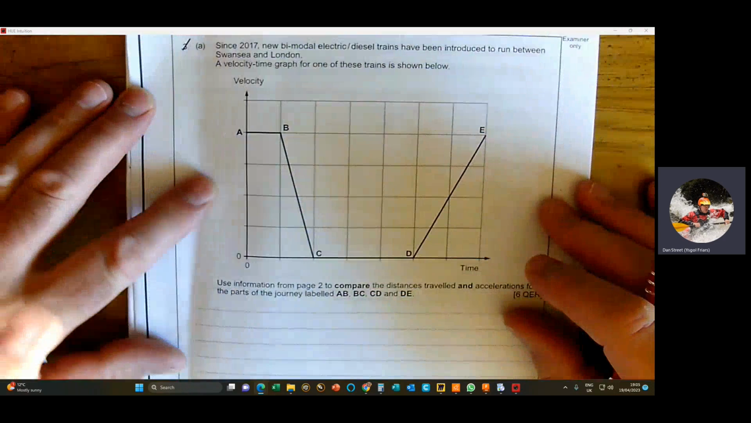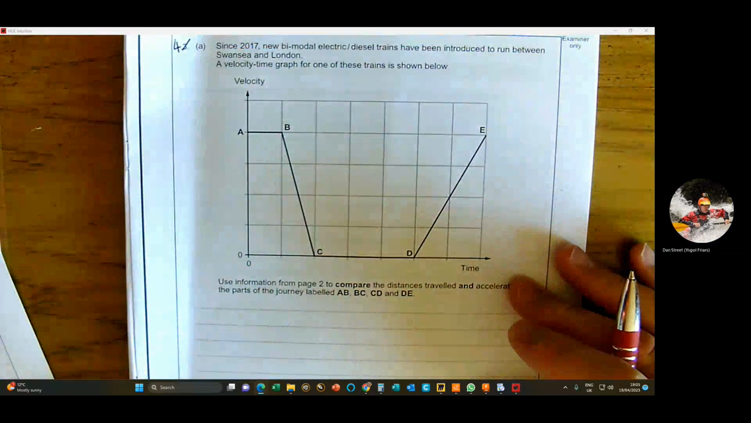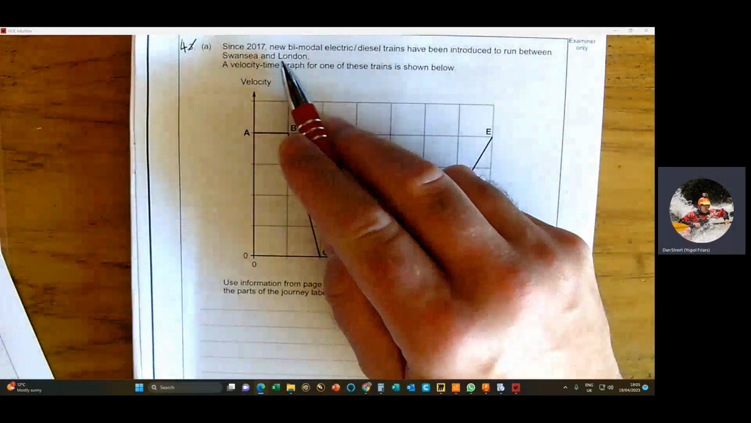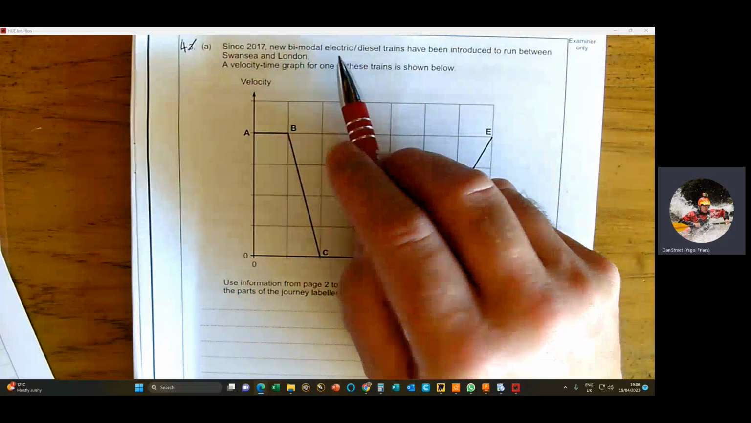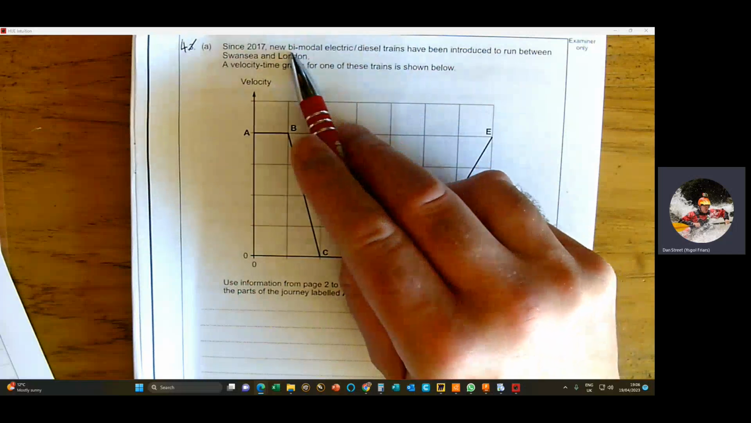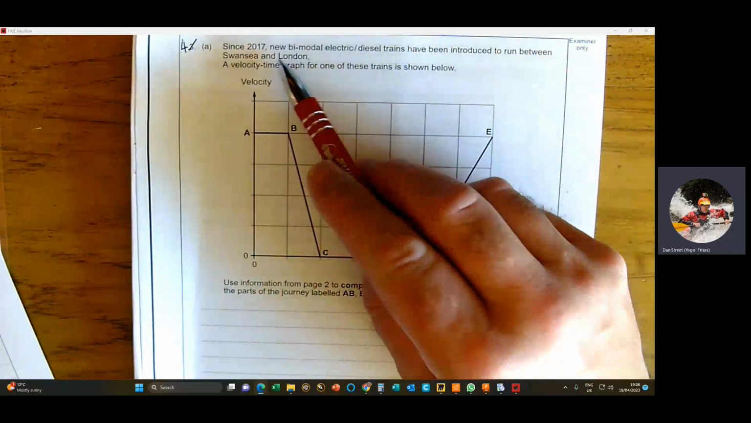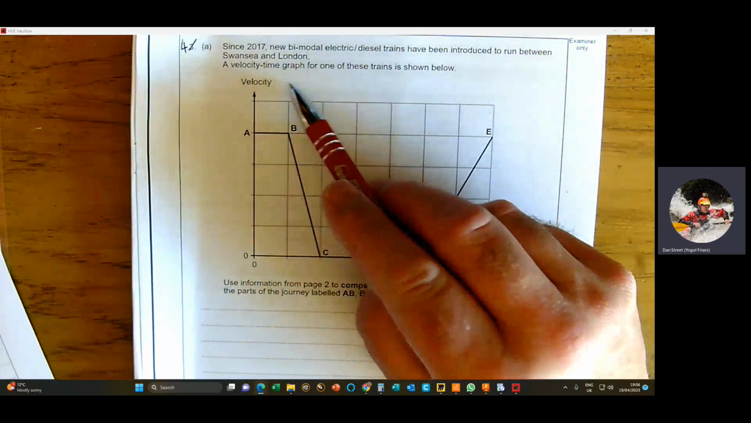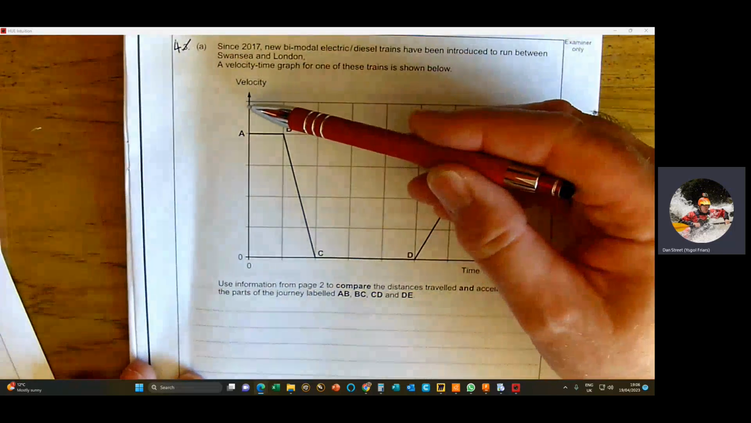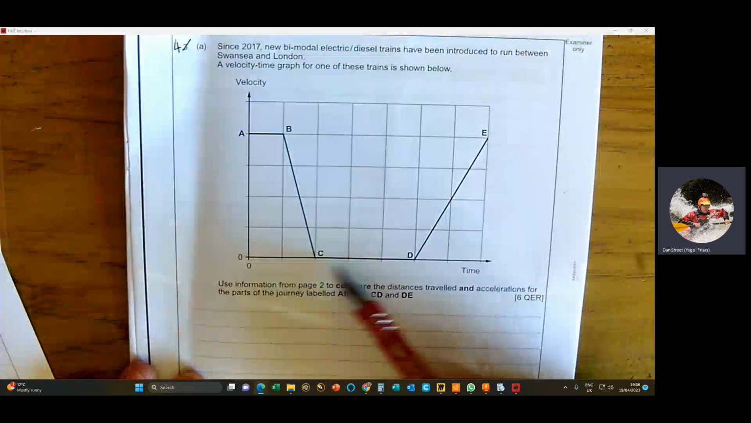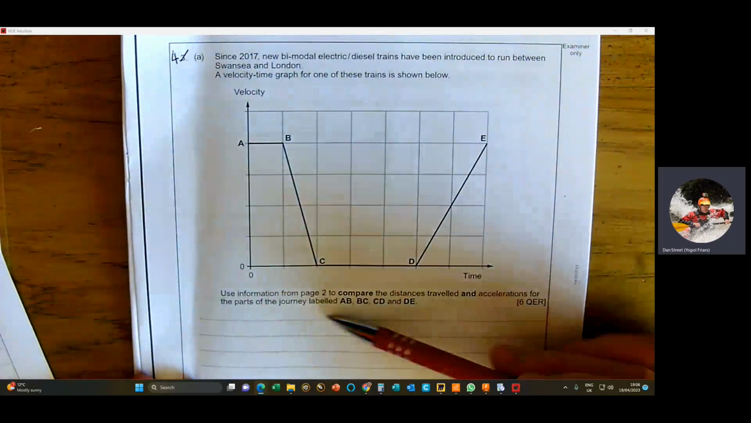Okay, so this is the higher tier question 4. Since 2017, new bimodal electric diesel trains, so bimodal simply means they run on electric and diesel, have been introduced to run between Swansea and London. A velocity time graph for one of these trains is shown below. Now, this question was a little confusing perhaps due to the lack of units, but I think that's deliberate, so you have to talk in general terms.